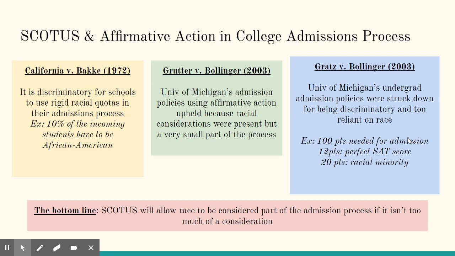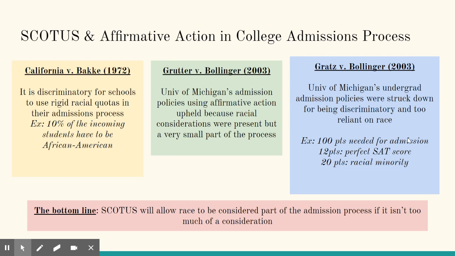Two examples of future cases look similar: Grutter and Gratz versus Bollinger, Bollinger being the president of the University of Michigan. Both of these cases involve the University of Michigan.